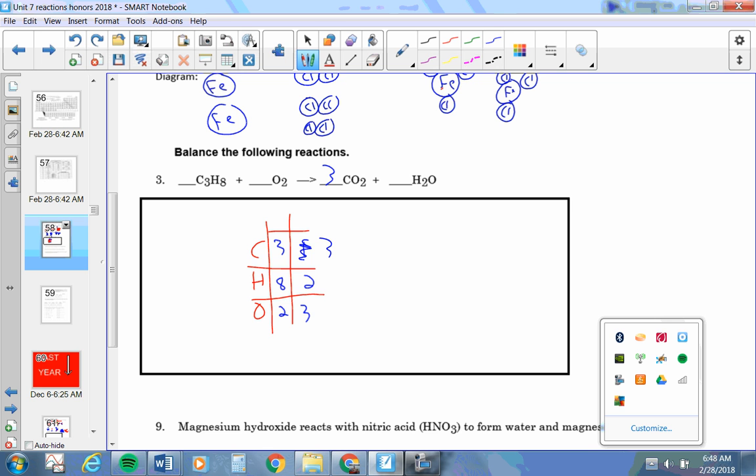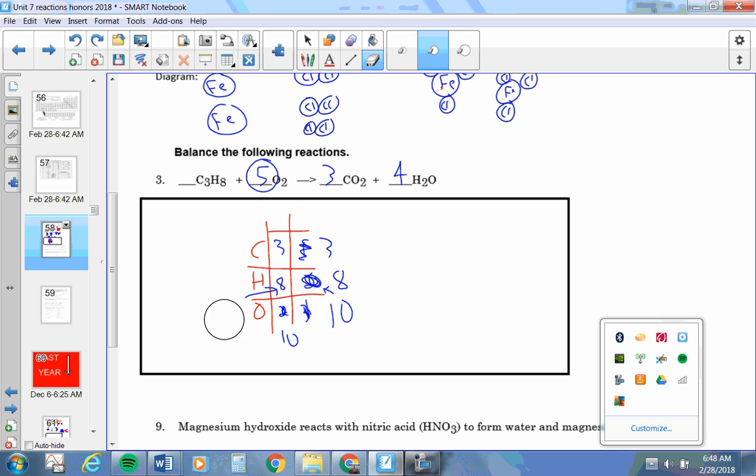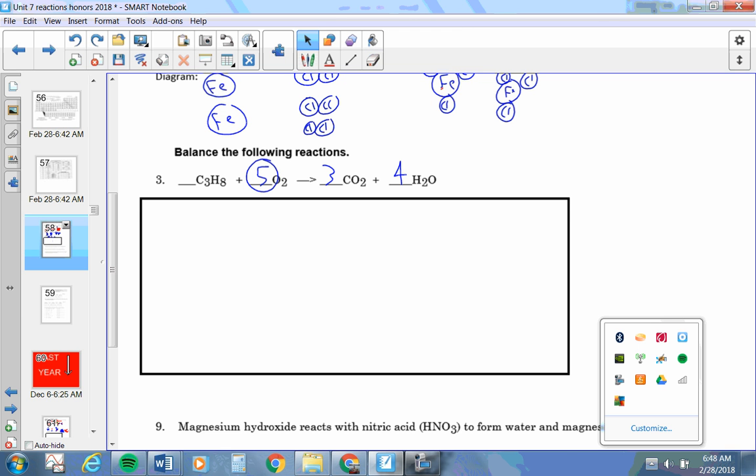Let's just wait. Next thing I do is I fix the H's. If I have 8 on the left side, I'm going to need 8 on the right side, so I 4 times that, and I fix those to get 8. Now count the oxygens. 3 times 2 is 6, plus 4 is 10. There should be something we can write right there that fixes everything if we do it in order. I have 10 on the right, only 2 on the left, but they come in pairs, so a 5 there will make that balanced. That one is done. I don't need to put anything in front of the C3H8.